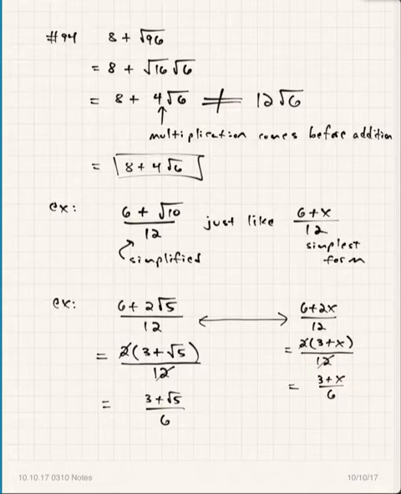So the moral to the story there is, if you have a fraction like this, if you've got a common factor in every piece of the fraction, then you're going to be able to simplify it. But if it's not a common factor in every piece of the fraction, then you can't simplify it at all. So I just wanted to point that out and make sure that you were aware of that situation.